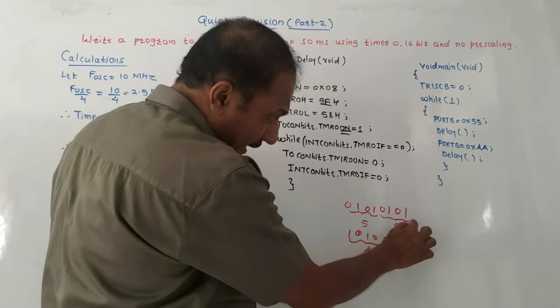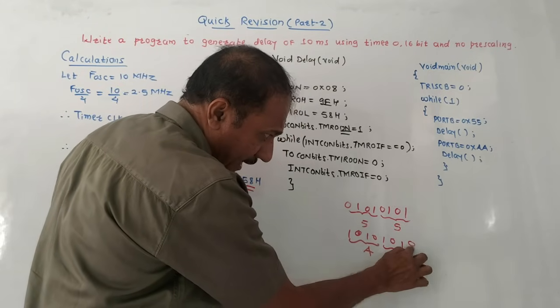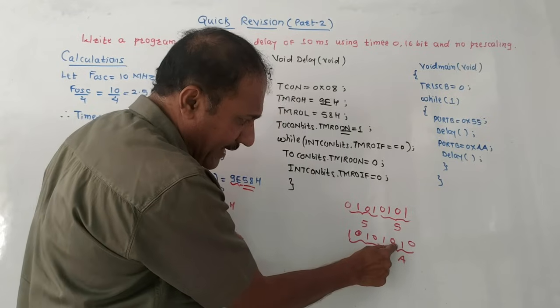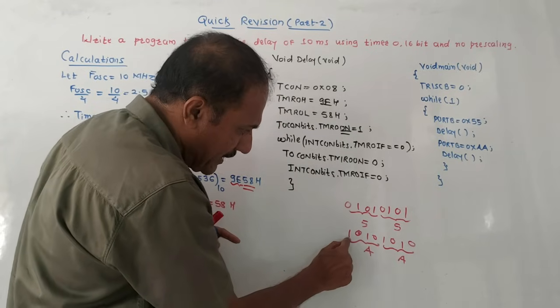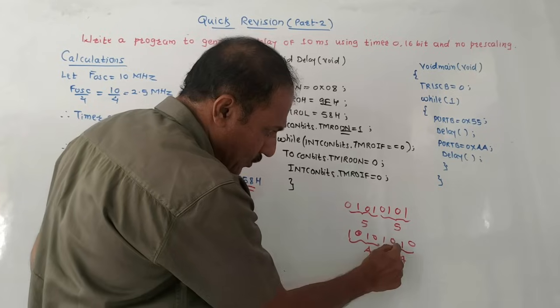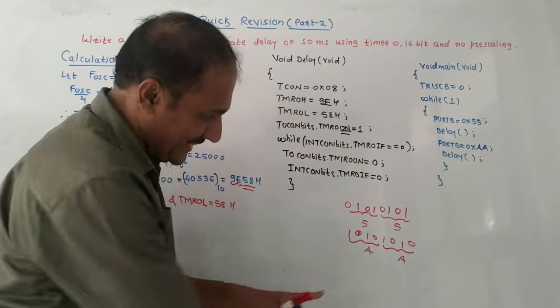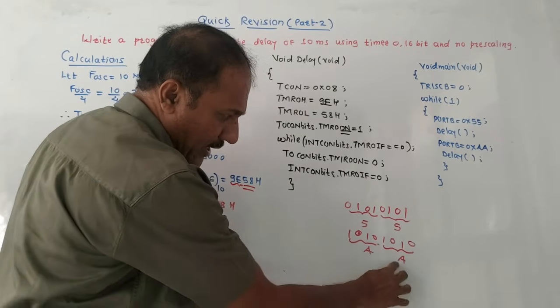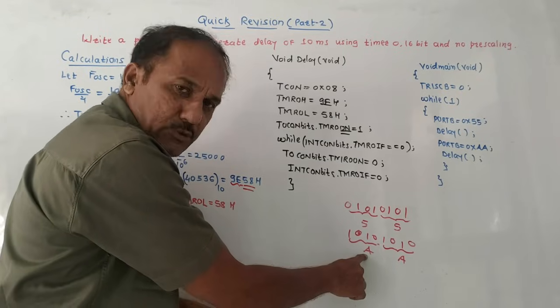Now bits toggle karna hai, matlab jahan pe 1 hai wahan pe 0 karna hai, जहां पे 0 है वहां 1 करना है. So the corresponding bit pattern will be 1010 1010. So it is AA. These 4 bits correspond to A. Again these 4 bits stand for A.